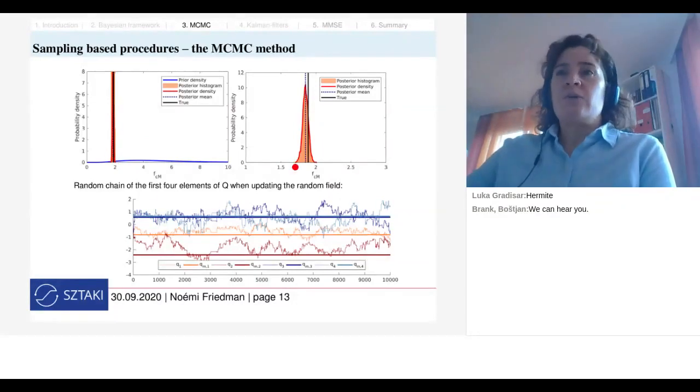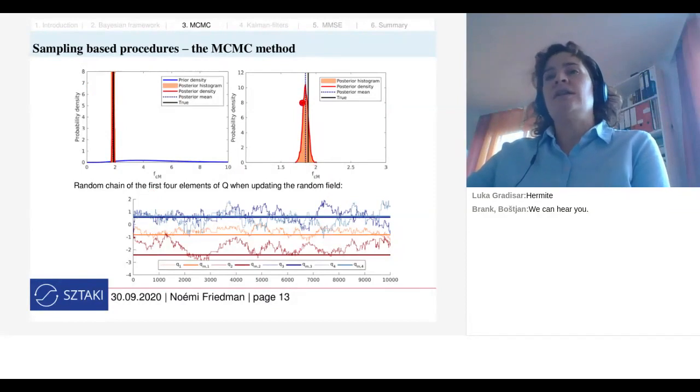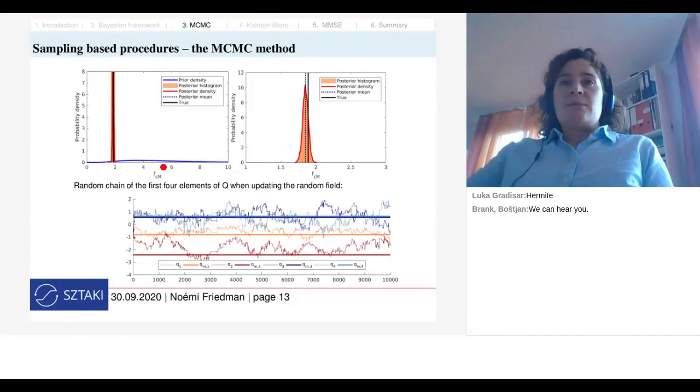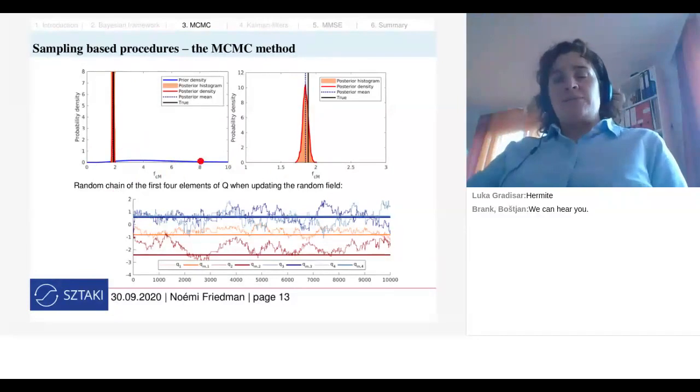And you see the true value here, and I zoomed out this part. Sorry, the black line is the true value, and the dotted line is the mean value of the posterior distribution that I get from the samples. So knowing the big uncertainties I had, I got pretty close to the true value. This was quite a good identification for the scalar case.